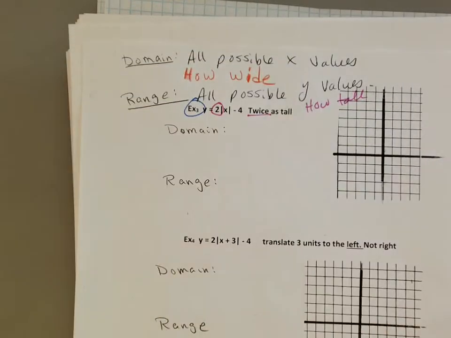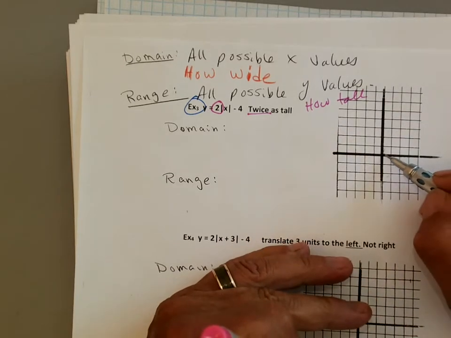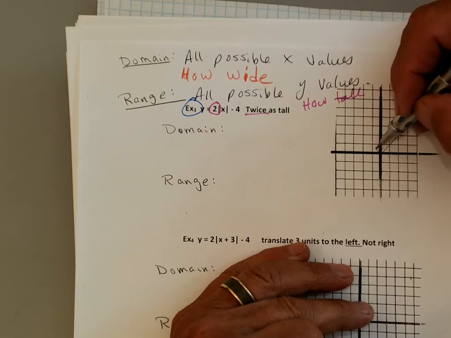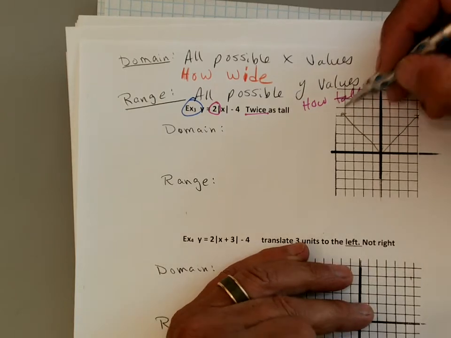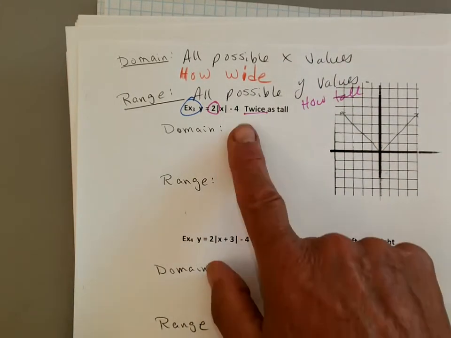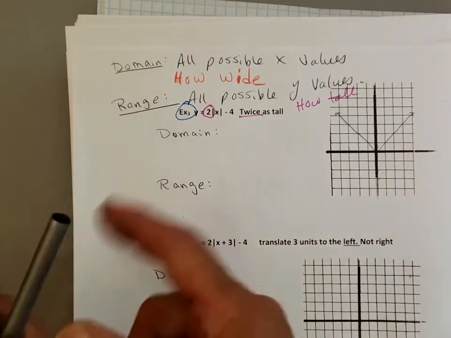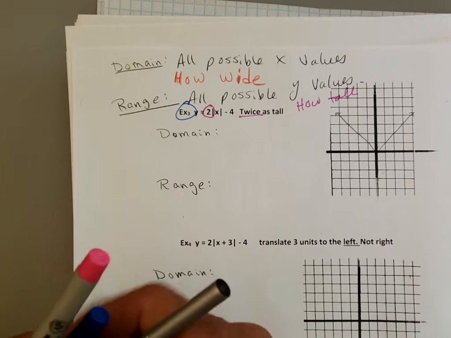So I'm going to do 2 things. First of all, let me graph our parent function so you can see it. Here's our parent function. You don't have to graph the parent function, but I'm going to put it in there. There is our parent function. Okay. We're going to make it twice as tall, and we're going to bring it down 4. So I'm going to bring it down 4. All right. So let's bring it down 4.